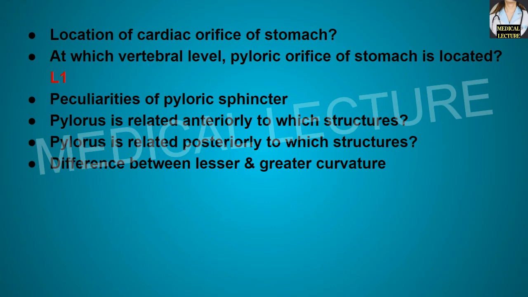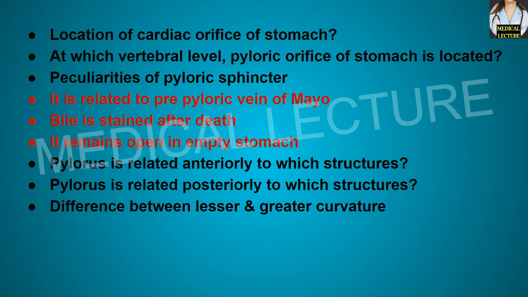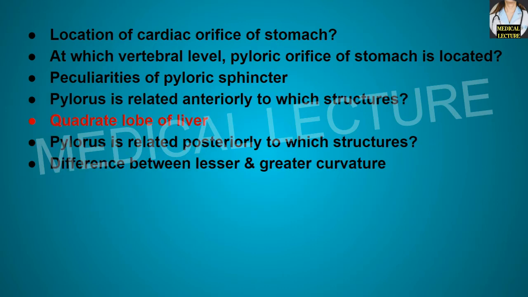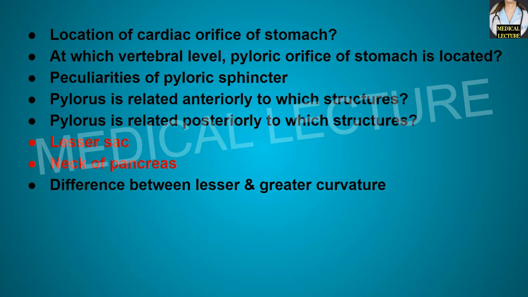What are the peculiarities of the pyloric sphincter? So pyloric sphincter is related to the pre-pyloric vein of Mayo. The bile is stained after death over here and it remains open in the empty stomach. So pyloric sphincter remains open in the empty stomach. Pylorus is related anteriorly to which structures? Quadrate lobe of the liver. Pylorus is related posteriorly to which structures? Lesser sac and the neck of pancreas.